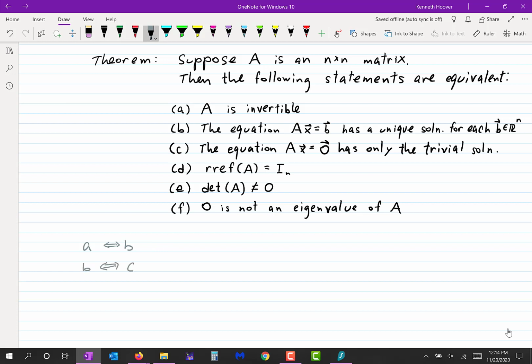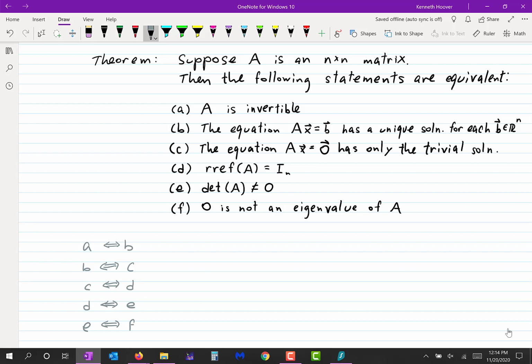And it says that C is equivalent to D. You can tell where I'm going with this probably, right? D is equivalent to E. E is equivalent to F. So those are, I think, more or less straightforward. 5 biconditionals.